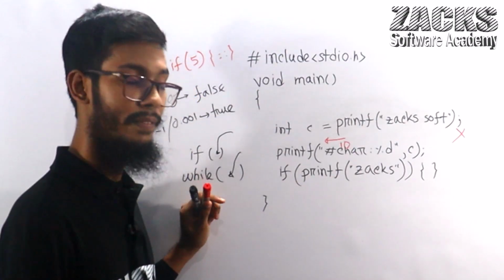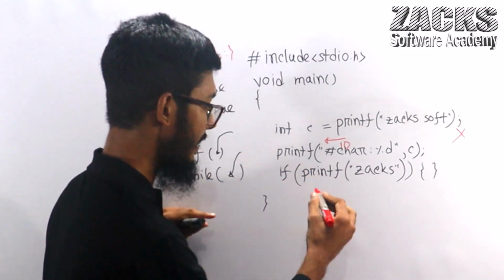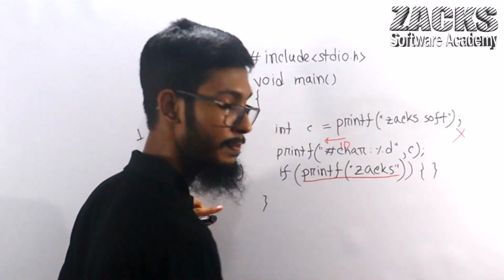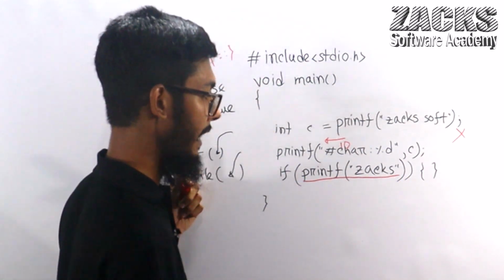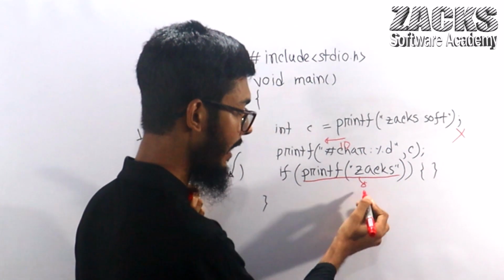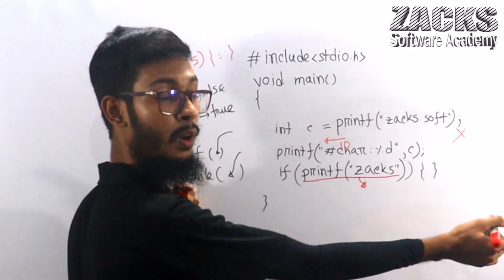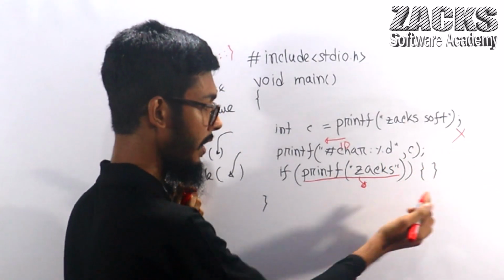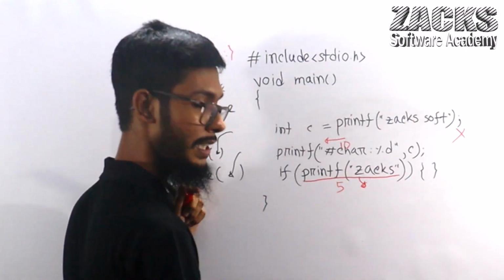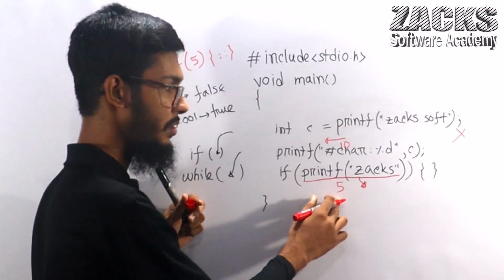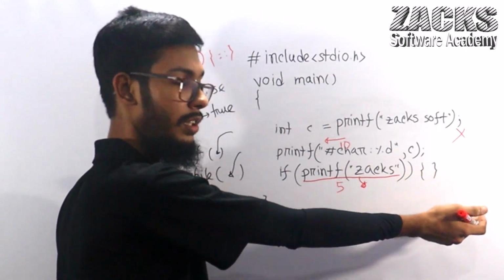So now what will happen? First of all, this statement or this expression will be executed, and it will display Jax, or any string, to the console, and it will return a value. What? It will return the value 5. So the condition is true and there is nothing to perform, right?